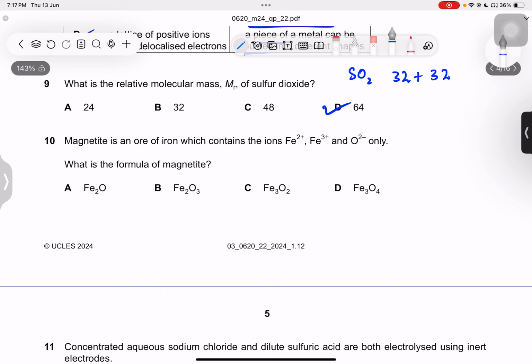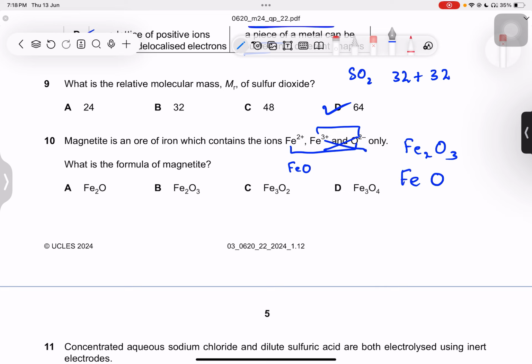Magnetite, this is a difficult question, is an ore of iron which contains the ions Fe2+, Fe3+, and O2- only. What is the formula of magnetite? So Fe2+ and oxygen will form the compound FeO because the charges cancel, and Fe3+ and O2- will make a compound Fe2O3. The 2 goes over there and 3 goes over there. So Fe2O3 and FeO are both present in the magnetite. So the formula will be Fe3, adding 2 and 1, and O4, 3 plus 1. So option D is correct.